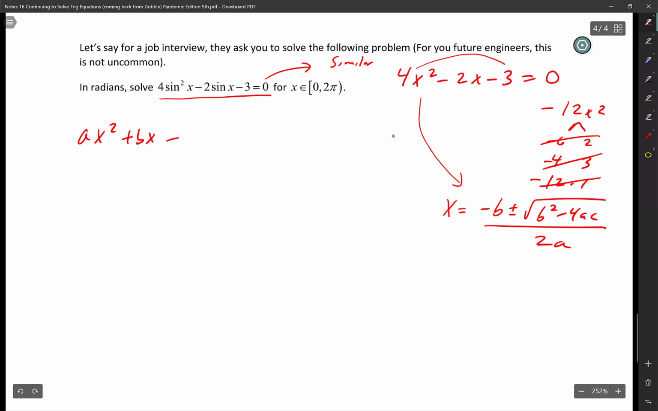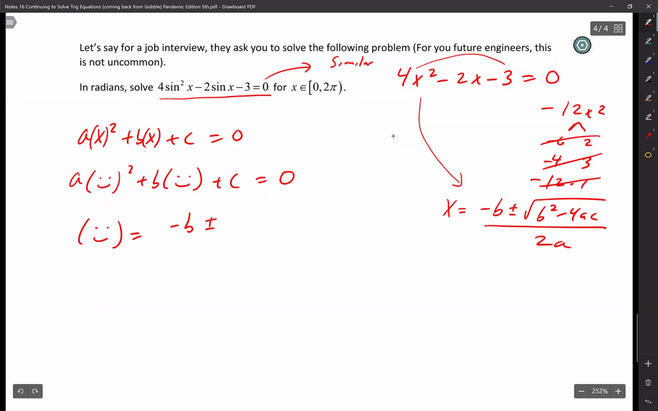It has to look like this, guys. And I don't have to have an x. It can be anything. I could write this: a happy face squared plus b times happy face plus c equals 0. Let's solve for happy face. Happy face is going to be equal to negative b plus or minus the square root of b squared minus 4ac, all over 2a. So it doesn't have to be an x, guys. It just has to look like a quadratic. And that up there definitely looks like a quadratic, guys.